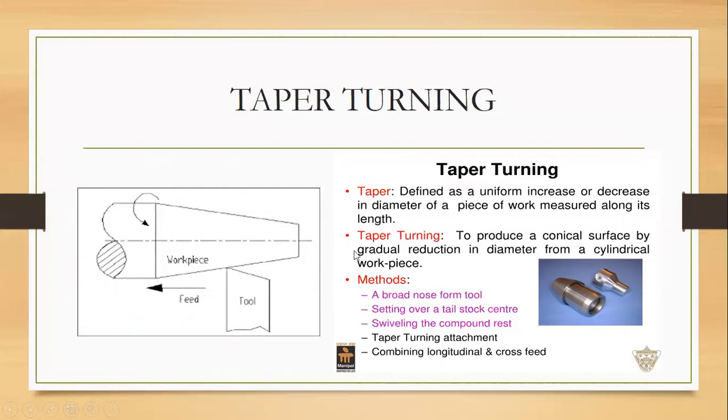Many methods are used for taper turning. This is a form tool. By using the form tool, that is like a taper only. Otherwise we use the tailstock method, or the compound rest, where we tilt the compound rest to a certain angle and do the taper turning operation. And by using the taper turning attachment we can also do taper turning. If they ask about the taper turning operation, you have to explain any one method, that is enough. Either the tailstock method, the compound rest method, or the form tool method.